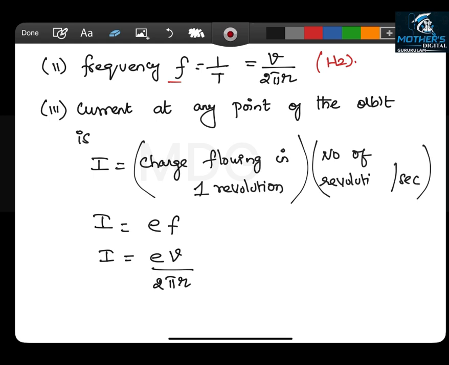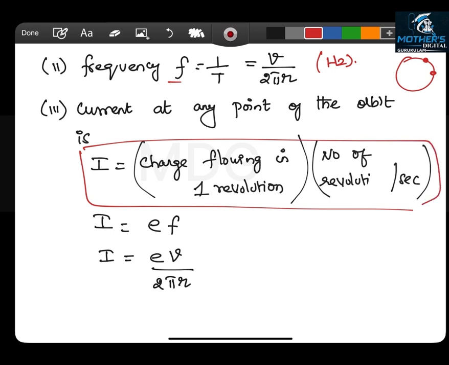The current at any point of the orbit. If you want to calculate the current while the electron is revolving, the current is nothing but the product of charge flowing in one revolution into the number of revolutions per second. So I equals, I can represent charge as e and the number of revolutions per second is the frequency, e f. Substituting the f value here, you'll get I as e v divided by 2 pi r. Small v stands for velocity, r stands for the radius of the circle.